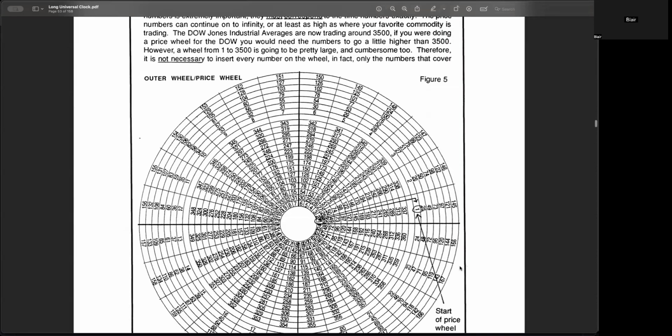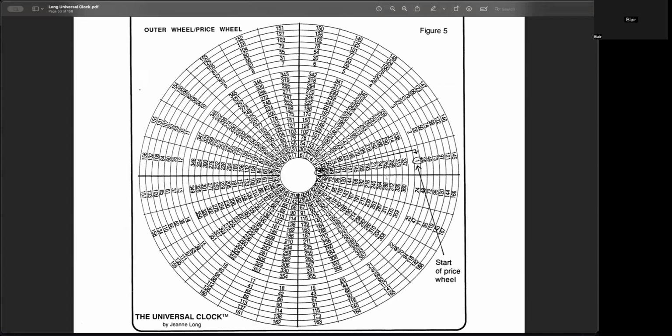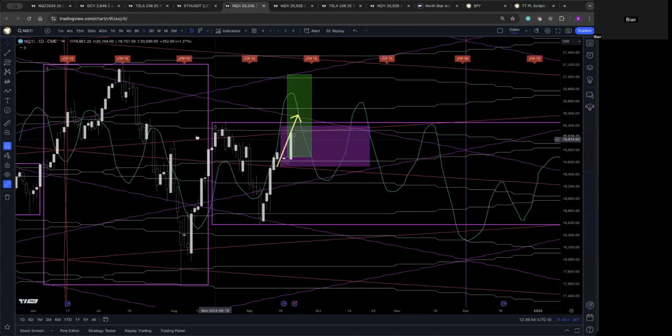And then this is arranged with the price wheel on the outside that also starts at 1 here. And this is where prices go. Now, this is important because when I explain how the script works, you'll need to have this mental model to have it make sense in your head. Okay, so let's take a look at the script.